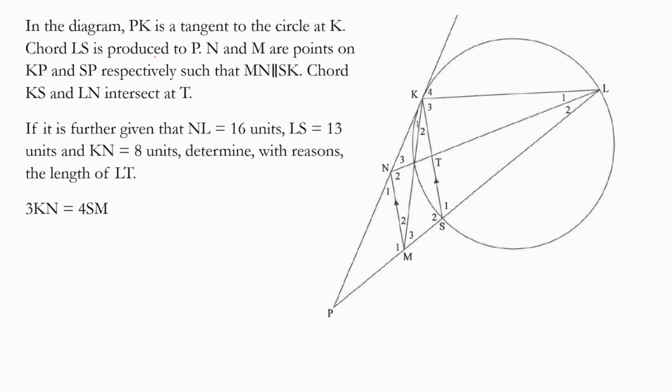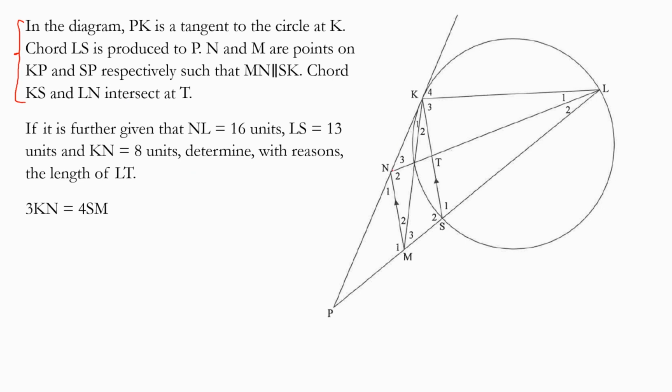Right, in the diagram, PK is a tangent to the circle at K. We have been discussing this information, so it is still the same. Let's just leave it there, and if you want to read it, you can read through it. If it is further given that NL is equal to 16 units, LS is 13 units, and KN is 8 units, determine with reasons the length of LT.